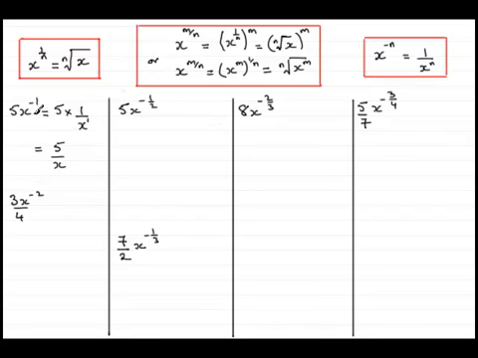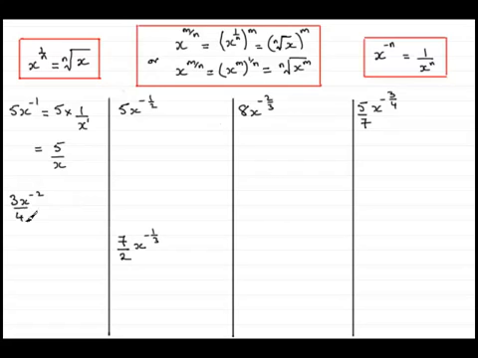So if this was, say, 5x to the minus 2, it would end up being 5 times 1 over x squared, which would be 5 over x squared, and so on. And with a bit of practice, you should be able to go from there to there. Let's have a look at this next one.